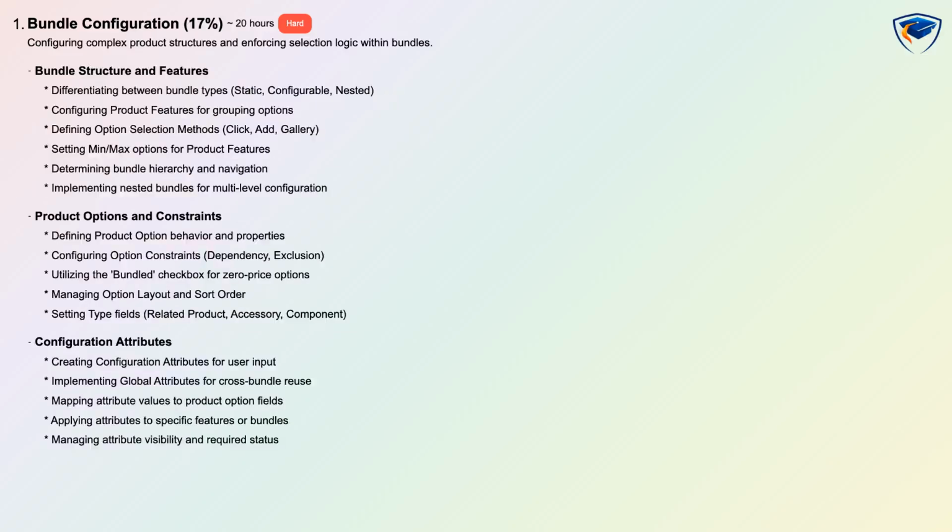Bundle configuration is weighted 17% and is considered hard, with an estimated learning time of 20 hours and scenario-based assessment. You will learn to configure complex product structures including static, configurable, and nested bundles, and to set product features, option selection methods, and min or max option limits. Expect to implement option constraints like dependency and exclusion, use bundled flags for pricing behavior, and create configuration attributes and global attributes that map to product option fields.